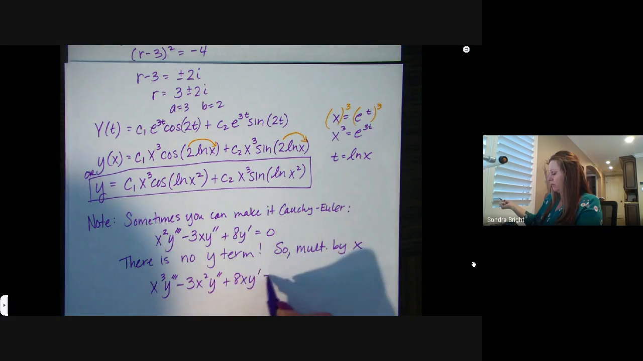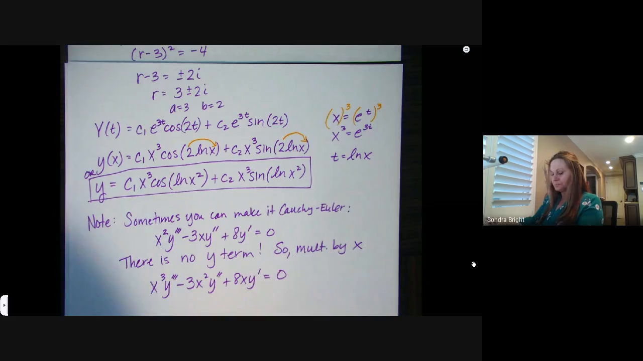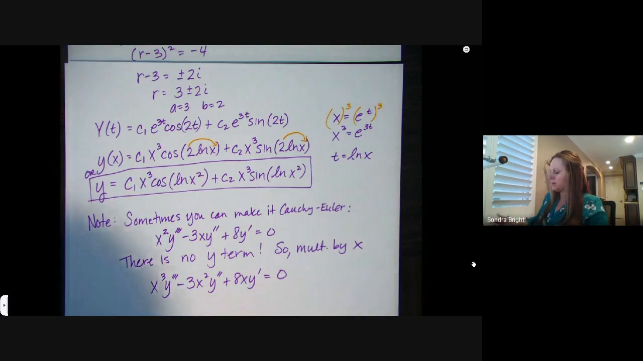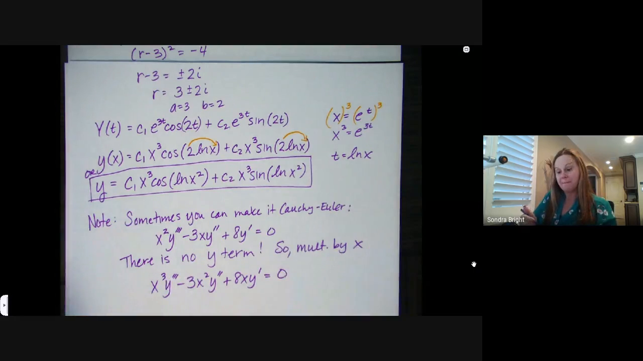Booyah. There you go. Got Cauchy-Euler now. So as long as there's no y term, if it wasn't given to you as Cauchy-Euler, we can make it that way. Isn't that nice? Lovely. All right. Hopefully you found this one to not be too challenging. I think it's fun.